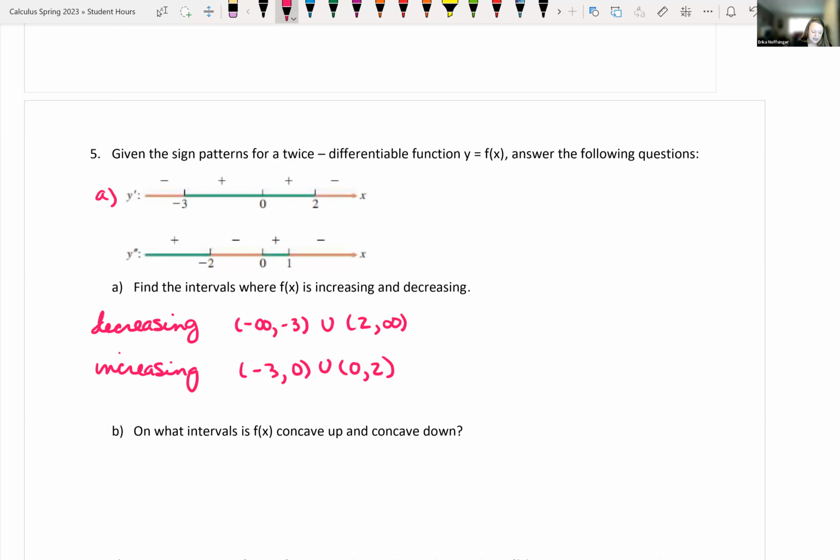If you had just stated -3 to 2, I would have given you full credit. Part A, this is worth 5 points.